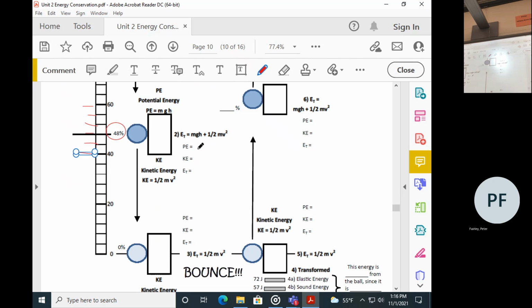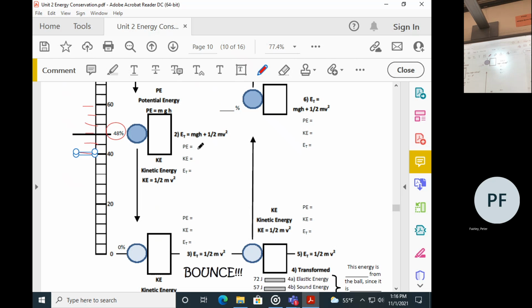It should be about half, because 48 is pretty close to half, isn't it? Sounds like it's about half, huh? That is potential. Okay, that's the potential. This one is potential. Yeah, because it's 48 meters above the ground. So it should be a little less than half potential and a little more than half kinetic at this point.